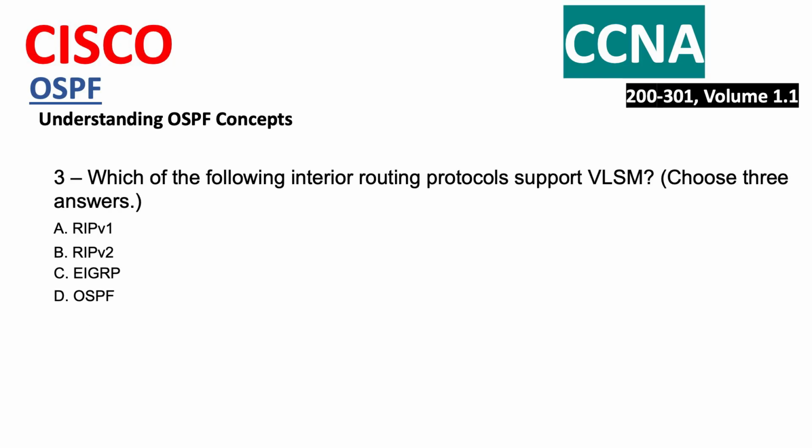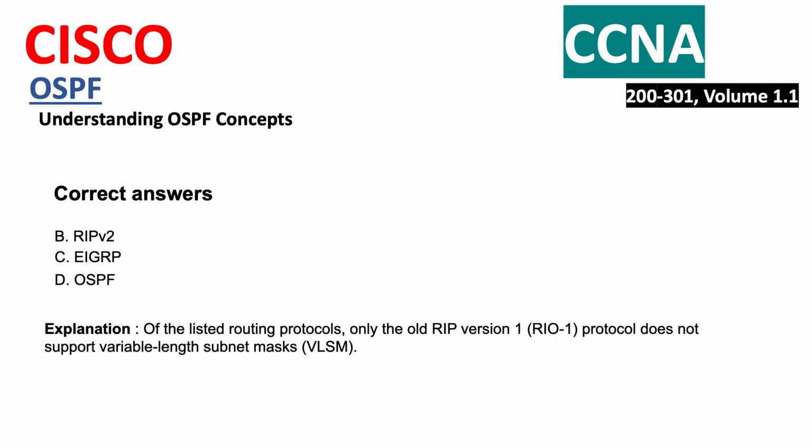Question 3. Which of the following interior routing protocols support VLSM? Choose three answers. A. RIPv1, B. RIPv2, C. EIGRP, D. OSPF. Correct answers B. RIPv2, C. EIGRP, and D. OSPF. Of the listed routing protocols, only the old RIP version 1 protocol does not support variable length subnet mask, VLSM.